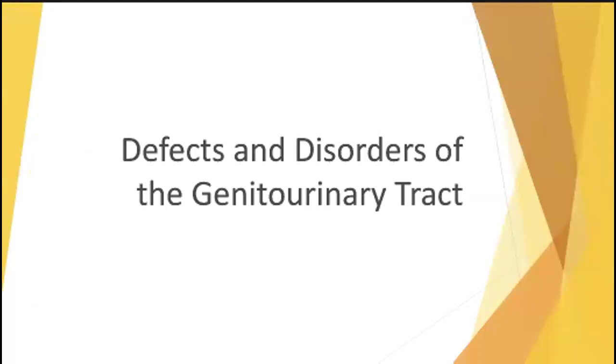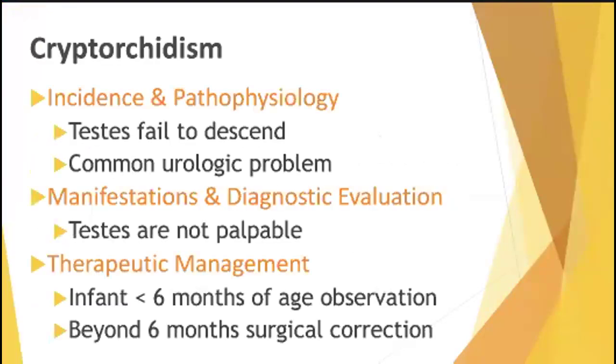This is going to cover some defects and disorders of your GU tract. So we're going to be looking at hypospadias, epispadias, testicular torsion, and a few others. So this is cryptorchidism. I'm not going to be saying that right, but it's on the slide so you can see it.